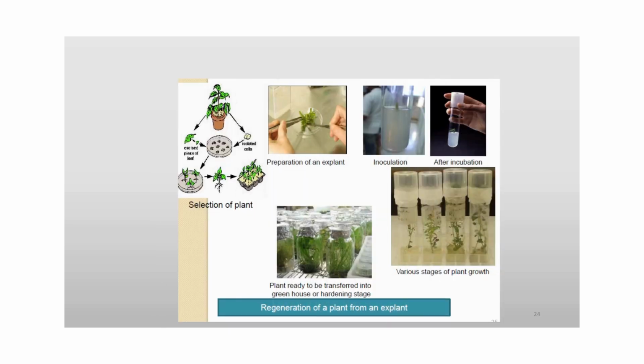So this is another example picture to show you the selection of the plant in a petri dish, how you are slicing, preparation of the explant in a sterile condition in an aseptic manner, and inoculation. After inoculation, various stages of plant growth are shown, and the plant is ready for transferring to the greenhouse by means of the regeneration of the plant from the explant. And this can be done for cultivation of the plant culture.